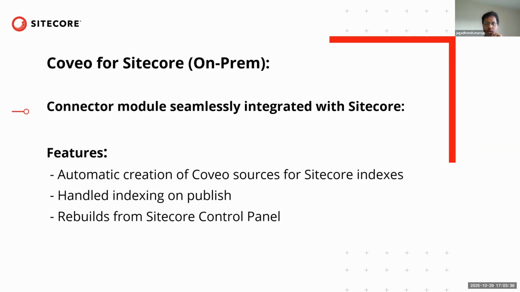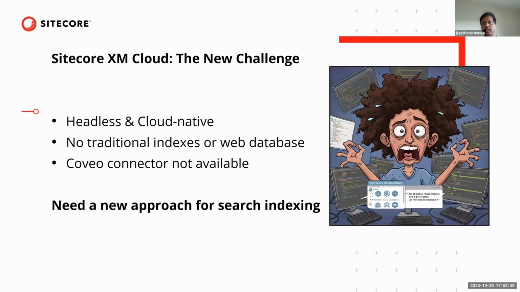Now let's fast forward to Sitecore XM Cloud. XM Cloud is fantastic for so many reasons. It's fully headless, cloud native, and a SaaS product, which means you no longer have to worry about managing servers or maintaining infrastructure, everything. But because it's headless, a lot of the traditional stuff we used to do with Sitecore goes away, right? We cannot have your .NET, C# pipelines, nothing, and there's no traditional Sitecore web database.